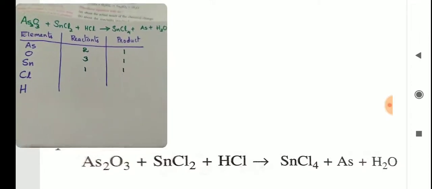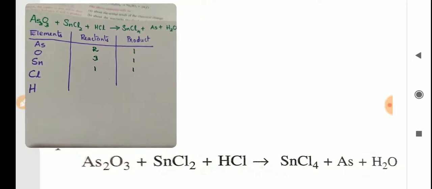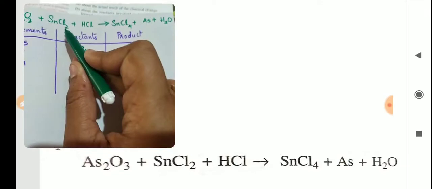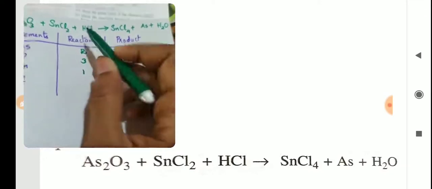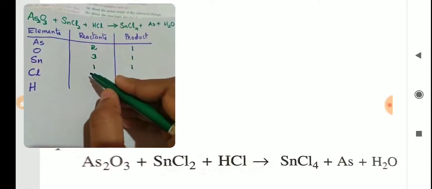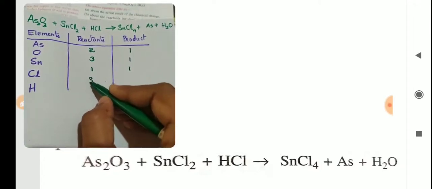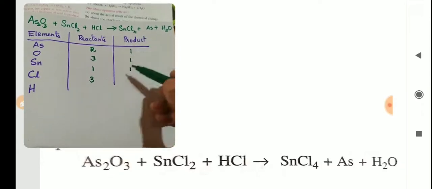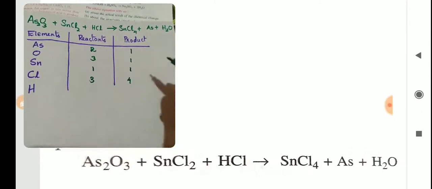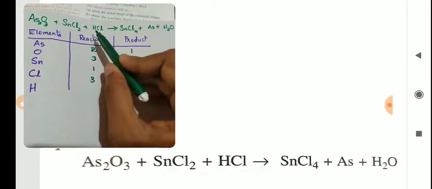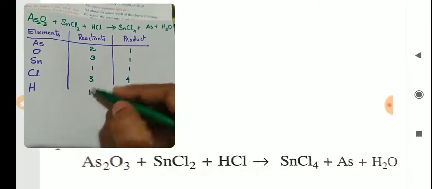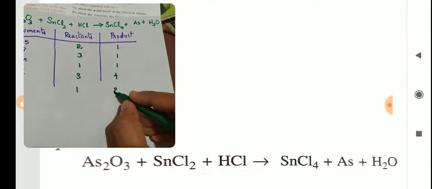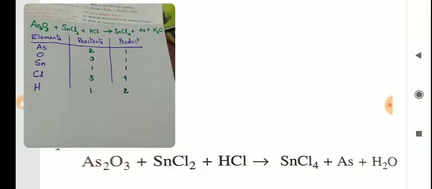Okay, then chlorine. How many chlorine atoms are there? 2 over here and 1 in HCl. So 2 plus 1, 3. Okay, 3 chlorine atoms in the reactant side, and here 4 chlorine atoms in the product side. Okay, then how many hydrogen atoms are there? 1 in HCl in the reactant side, and 2 in H2O in the product side. So this is our table we have completed.